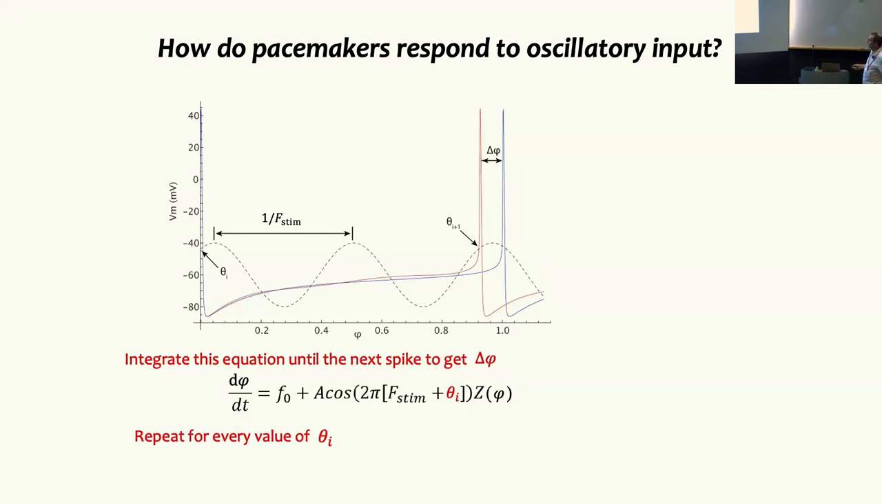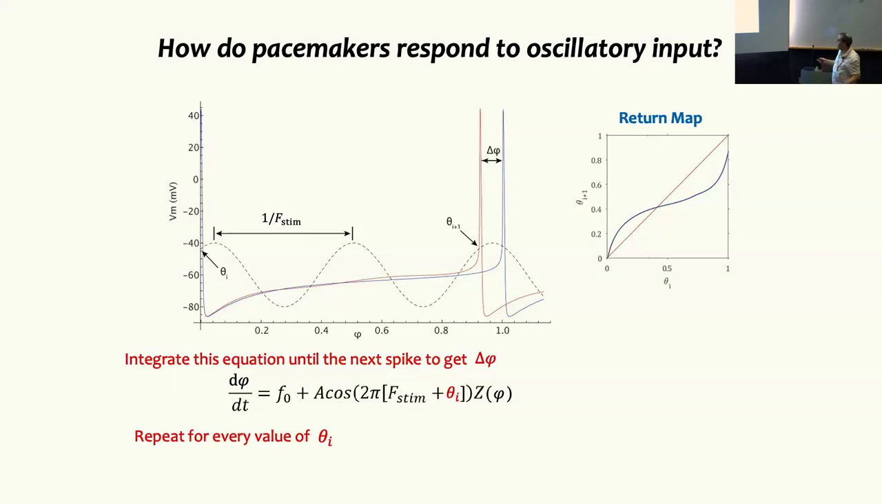And then you ask yourself, okay, if I started at a certain phase, theta i, of the oscillation, let me integrate this perturbation, this input, throughout the whole cycle and see when I reach a spike, phase one. And I can do that for every single theta i. I can start the cycle with one spike at any phase of the oscillation and predict where the next phase will be. And you can sort of draw a map, theta i versus theta i plus one. And let's say it turns out looking like this blue curve. So I've figured out that this is the result for each one of these calculations.